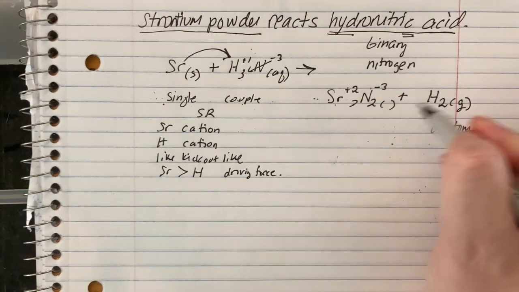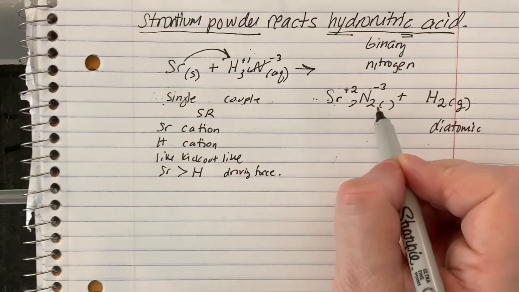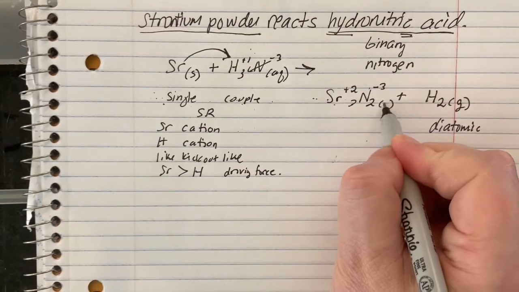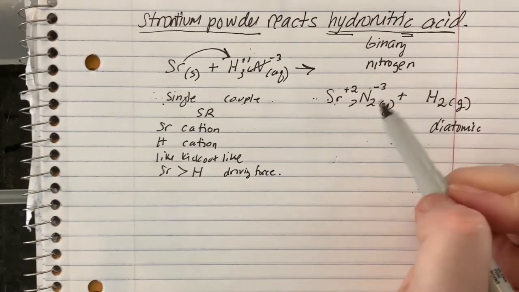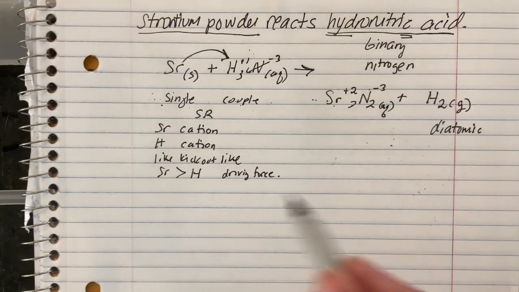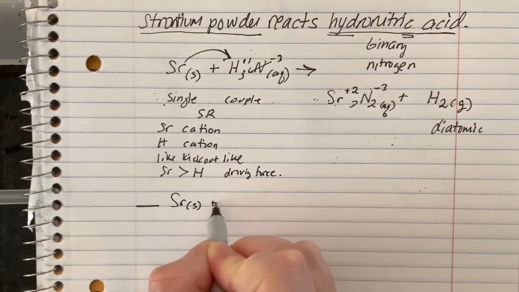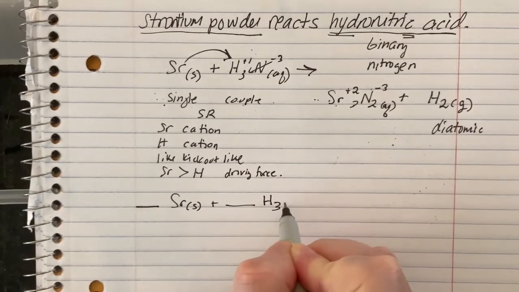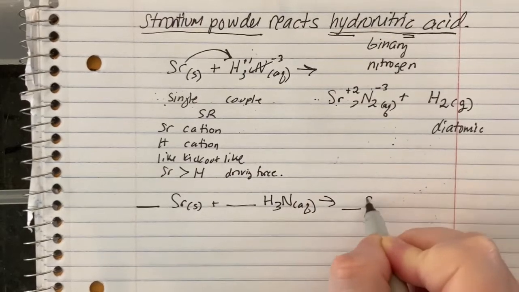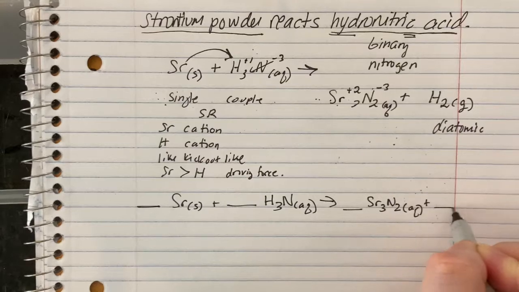You are predicting what these state symbols are. Okay. And strontium nitride, we started out with an aqueous solution, so we are going to end up with an aqueous solution because nitrides are soluble in water. Okay. And then we rewrite it: strontium solid plus hydronitric acid, aqueous, yields strontium nitride, aqueous, plus hydrogen gas.